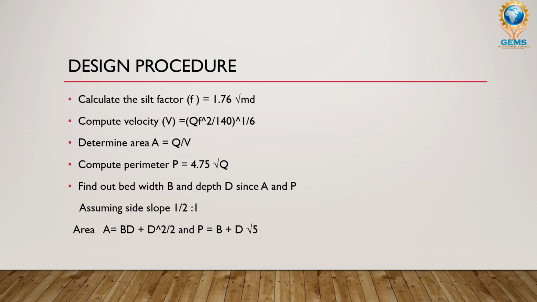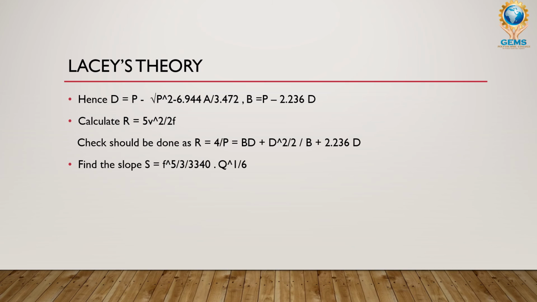And area is equal to BD plus D squared divided by 2. P is equal to B plus D root 5. For calculating D, the value for D is D is equal to P minus root P squared minus 6.944 A, by 3.472. And B value you know, P minus 2.236 D.